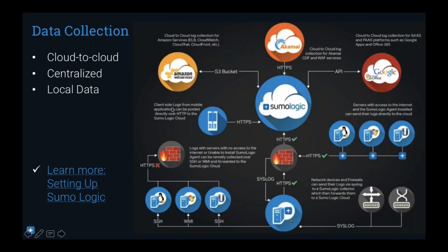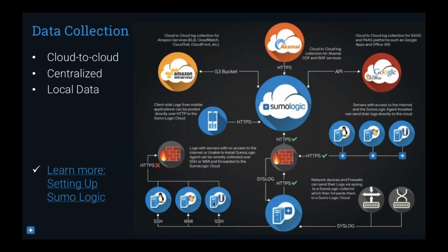The stuff on the top area of this diagram shows you what we call cloud-to-cloud integration, which is sending data from, say, your S3 bucket straight into Sumo. So you can send your CloudWatch data, your CloudFront, your CloudTrail data straight to Sumo. We also have integrations to Akamai for example, your CDN or WAF services. And via API, you can do SaaS or PaaS platforms such as Google or Office 365 as well.